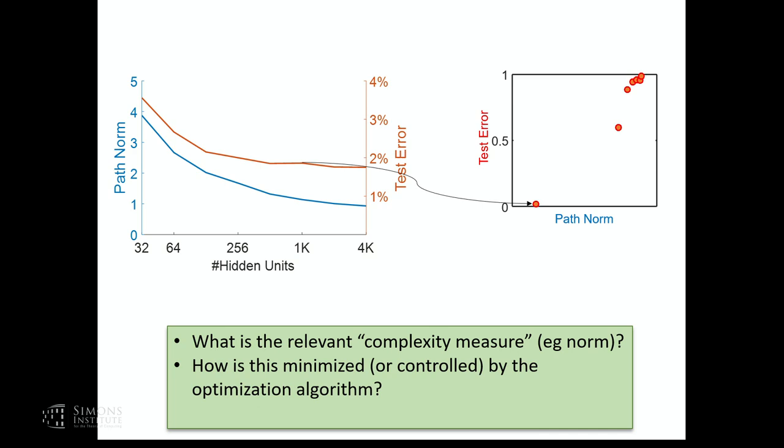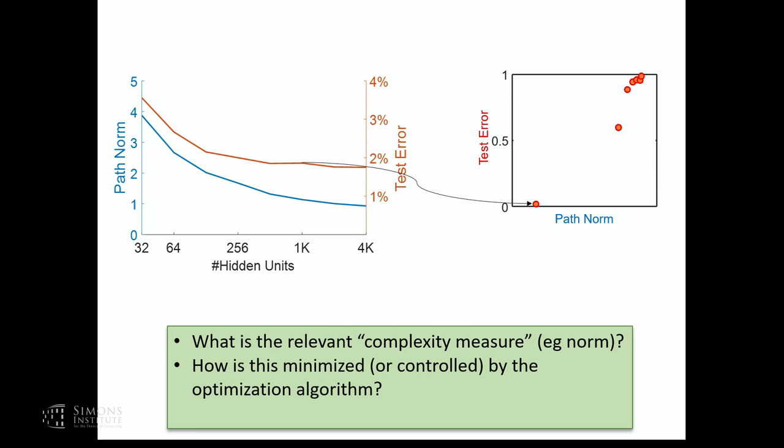If my optimization algorithm outputted any one of those red dots, I would not be able to complain. The optimization algorithm did what it was supposed to do. It found a solution with zero training error, and the training loss is essentially zero. But not all of these points have small path norm. In fact, these global minima all have very high path norm, and they also generalize horribly, suggesting that maybe the path norm has something to do with generalization.